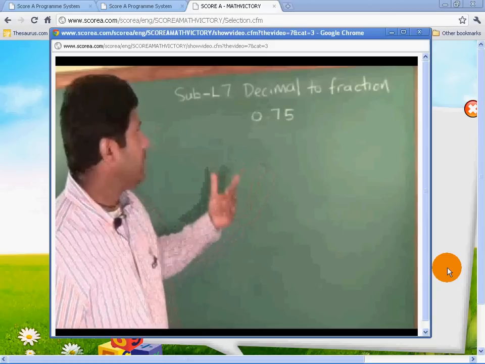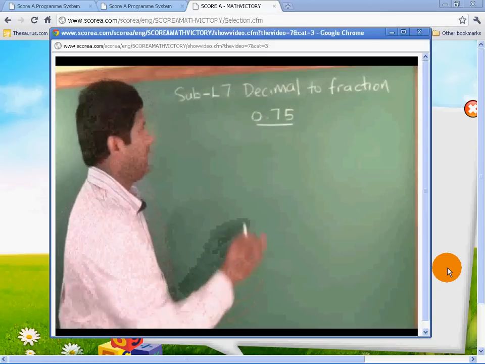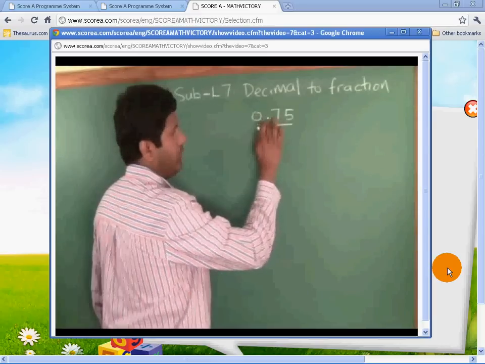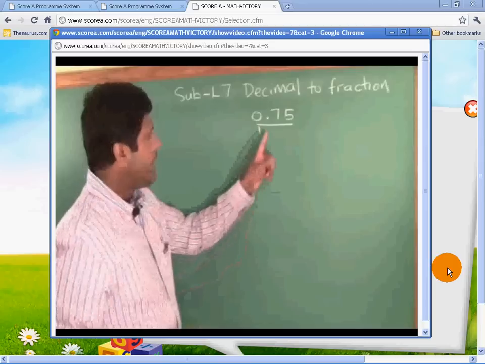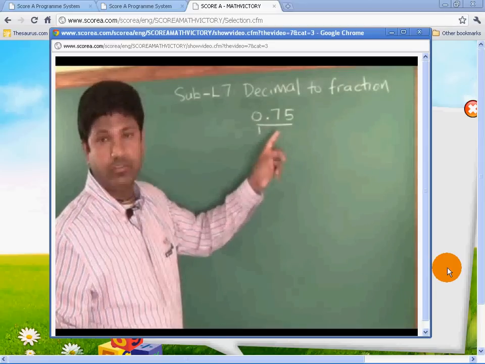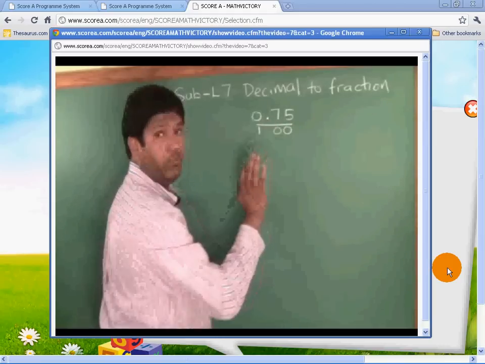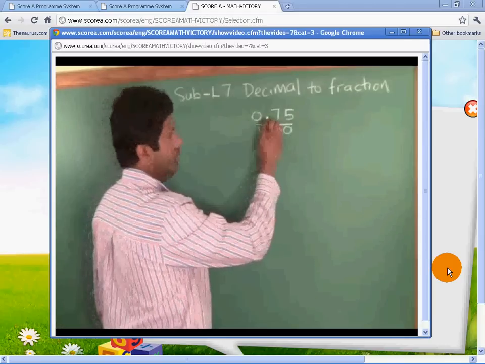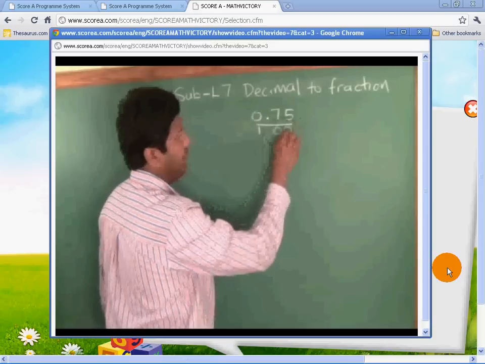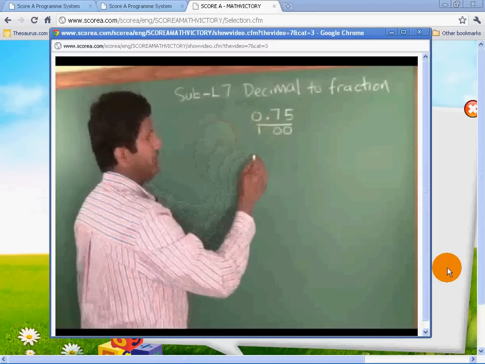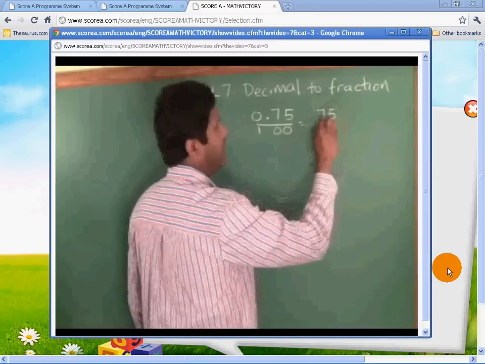Okay, so now put a line. See where the decimal is? Right next to it, put 1. Anything after the decimal, see how many numbers are there? 2. Put 2 zeros. Follow very carefully. That's a decimal right there, next to it put 1. On this side, see how many numbers are there? Matching to that, put 0. So now take away the 0 and the decimal. So you got 75 over 100.